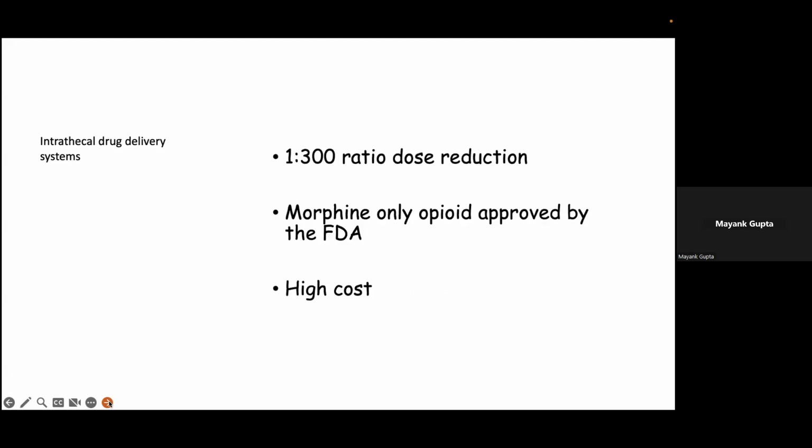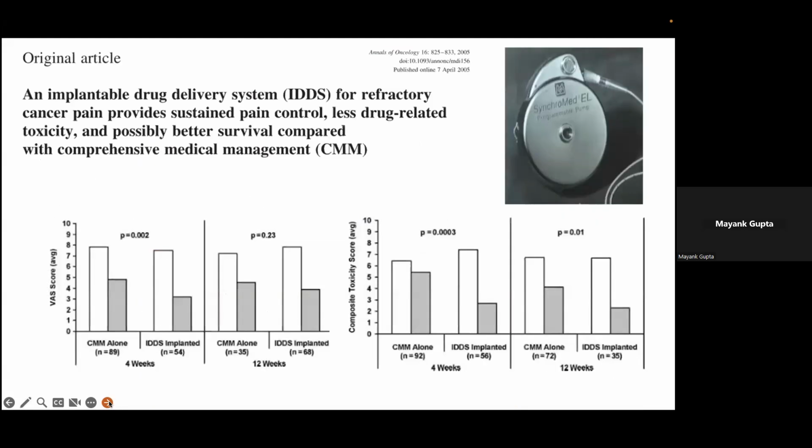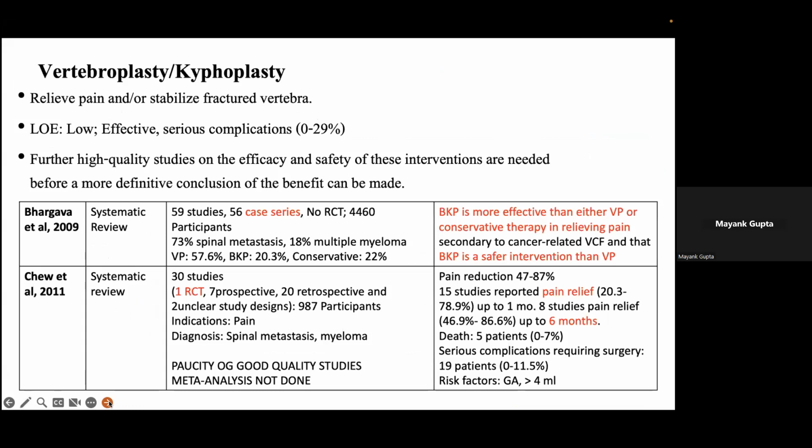So I don't think I'll go into details of the intrathecal drug delivery system because I do not have any practical experience, and I do not see many indications of intrathecal drug delivery systems within the Indian context, where the population is poor and they come late in the disease process. So this is the number of trials which have shown it to be effective.